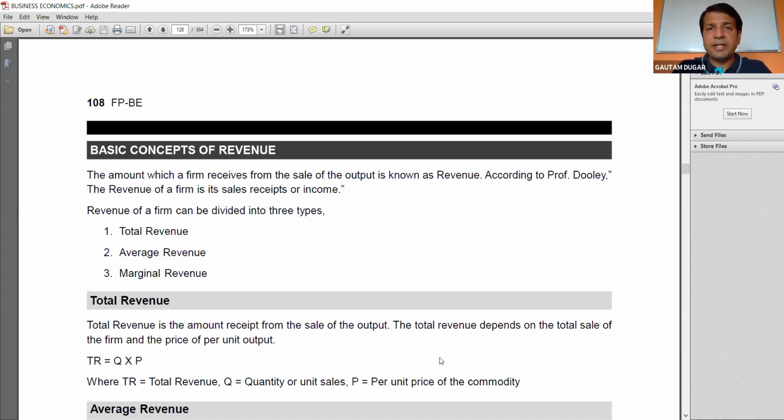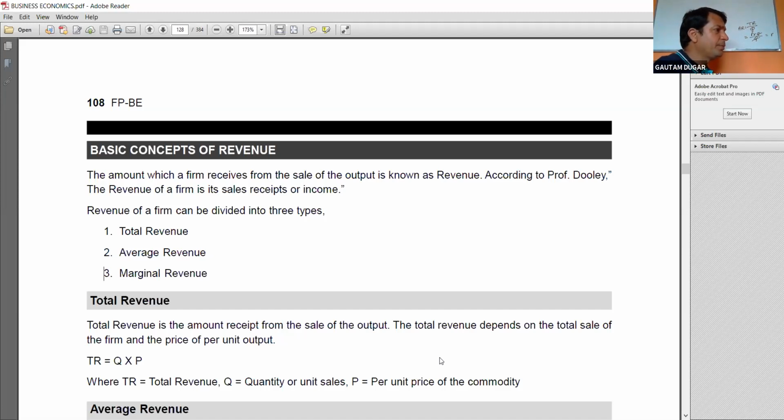Total revenue is nothing but price multiplied by the quantity, the total amount realized by a firm by selling its product or by rendering its services. And average revenue is nothing but total revenue divided by quantity. Total revenue is P into Q, price multiplied by quantity, and again divided by quantity, the Q cancels. Average revenue is nothing but the price of the product.